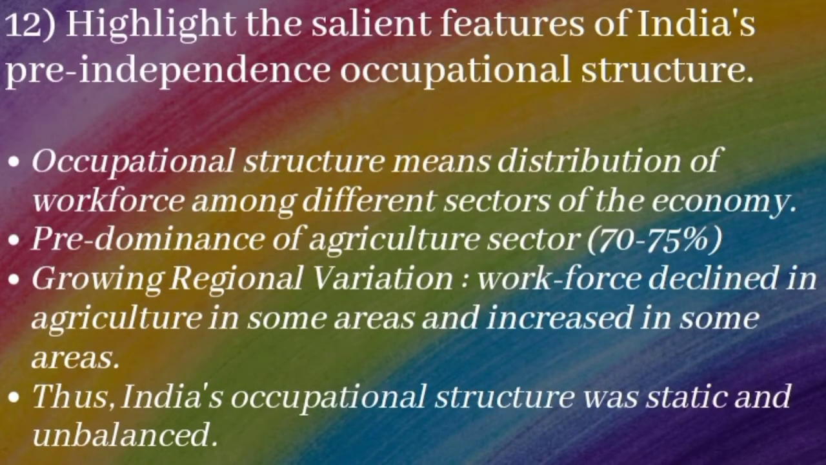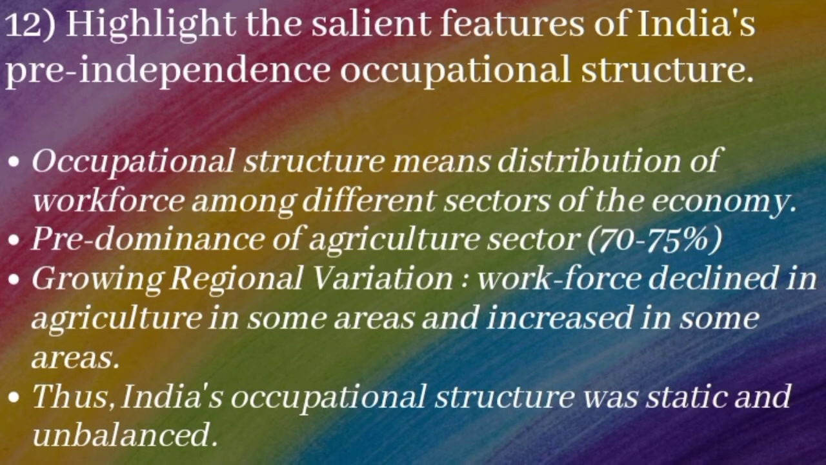Coming to the 12th question, that is, highlight the salient features of India's pre-independence occupational structure. Occupational structure means the distribution of workforce among different sectors of the economy. Which are the different sectors of the economy? There are mainly three sectors: the primary sector, or the agricultural sector and allied activities; the secondary sector, or industries and manufacturing sector; and the tertiary sector, or the service sector.